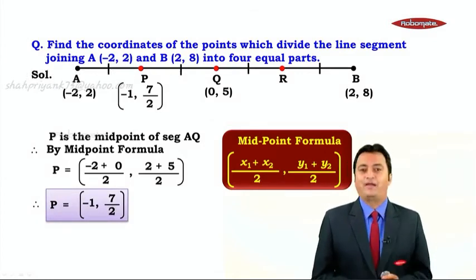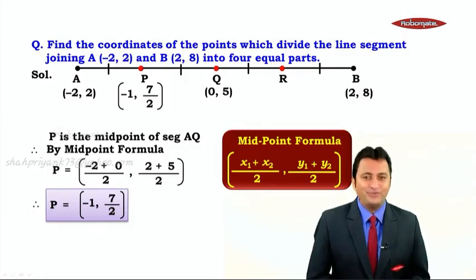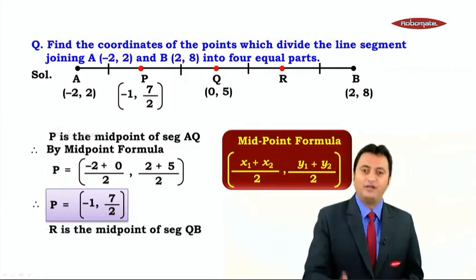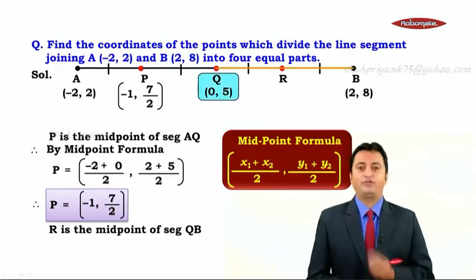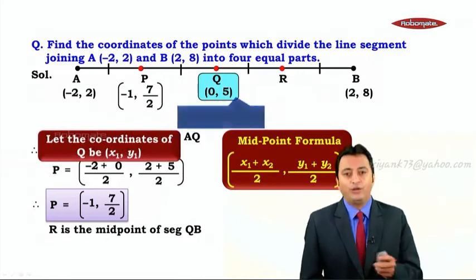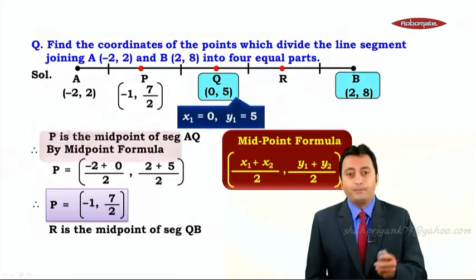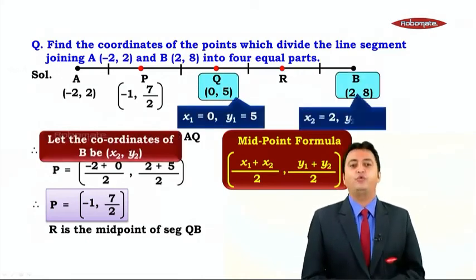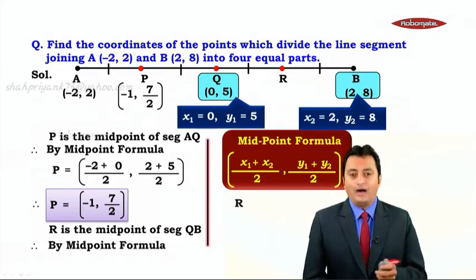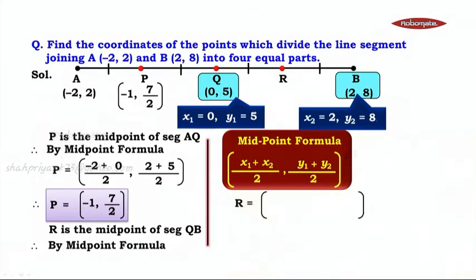It is point R. What information do we know? Point R is a midpoint of segment QB. So the third time in the same sum, we are going to apply midpoint formula, where Q coordinates will be x1, y1 and B coordinates will be x2, y2. So therefore, by midpoint formula, R coordinate should be (0 + 2)/2, comma (5 + 8)/2.